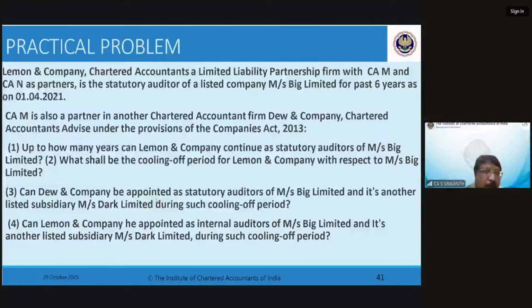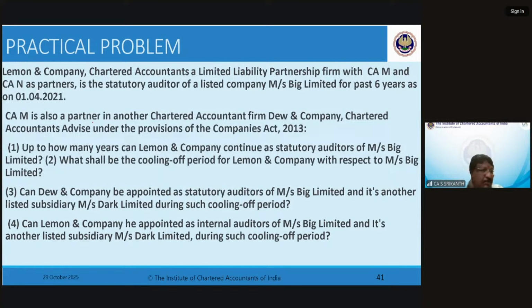Mr. Nagaraja is saying not allowed, prohibited, section 144. Sir, Mr. Nagaraja, first I will make you understand. 144 is applicable when the firm is already the statutory auditor. Simultaneously, it cannot be internal auditor. But in our case, Lemon and Company is ceasing to be the statutory auditor. Then only the cooling period starts. At the AGM, you appoint somebody else now. I'm no longer your statutory auditor. Why can't I be internal auditor? Where is 144 here?